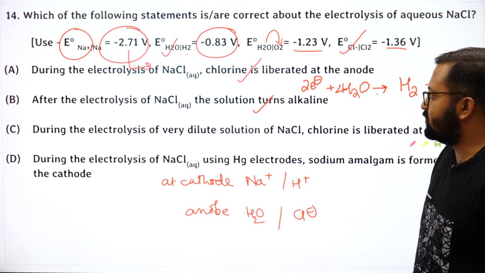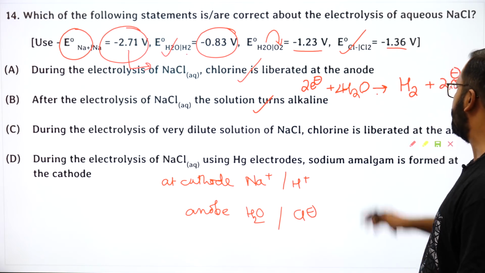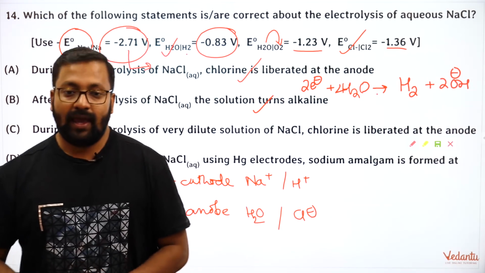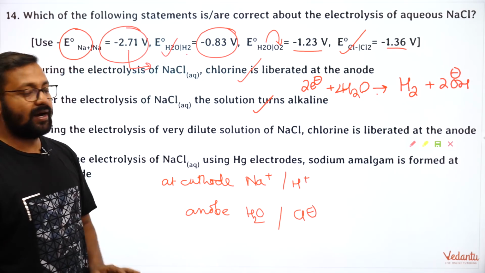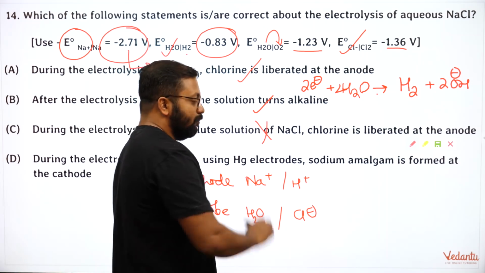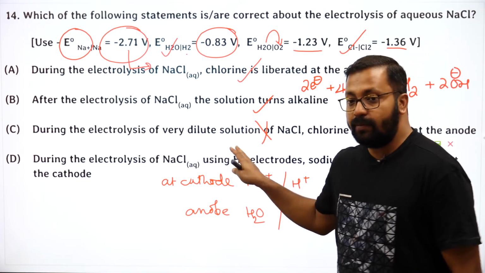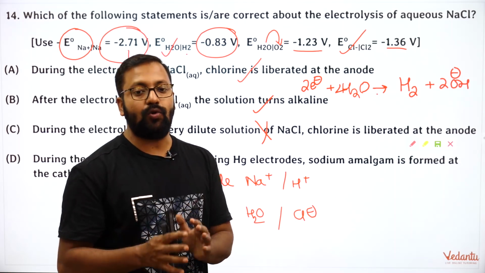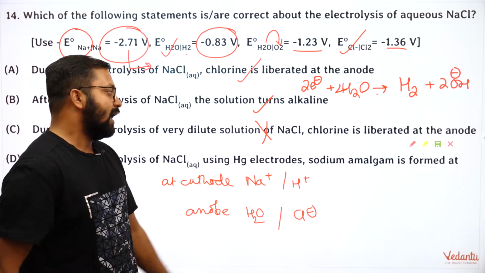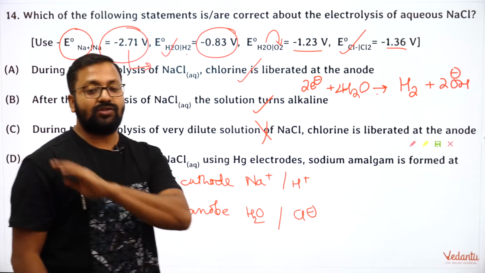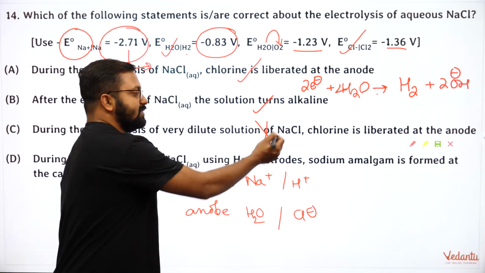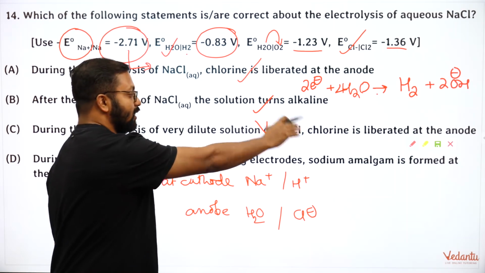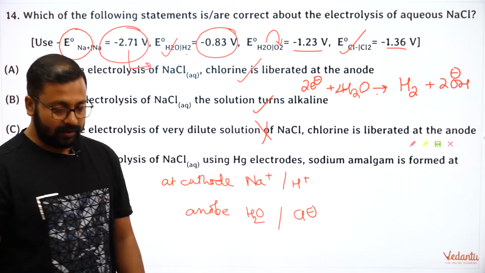During the electrolysis of very dilute solution of NaCl, the chlorine gas is liberated at anode. This is not the right answer because it is not a right statement, because in a dilute solution of NaCl, the amount of sodium and chlorine present is very small, and so over potential is not brought into picture. Chlorine will not get liberated. Again, in this case, rather than chlorine, oxygen will get liberated.